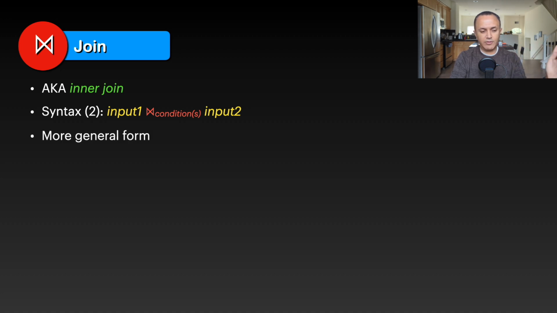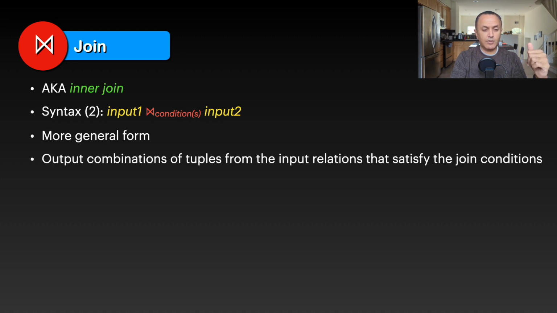Another way to specify the join operation, instead of just specifying the join attributes or the join keys, you can actually specify a condition. Same way that we did in selection. And also, again, the condition can have ands and ors and whatever you want to put to combine multiple conditions together. This is like a more general form of the join syntax. And in this case, we combine the tuples that satisfy this condition.